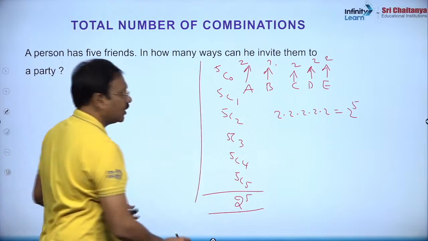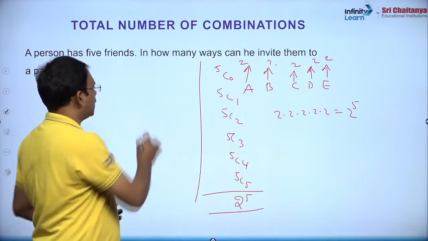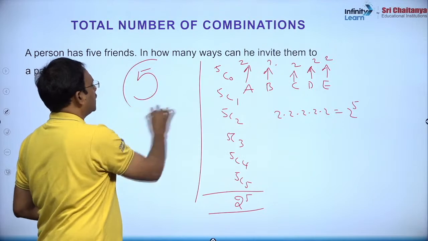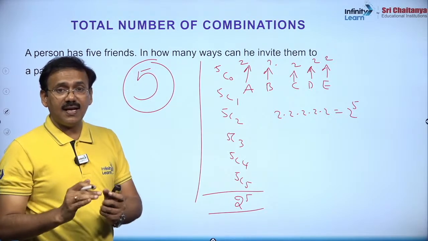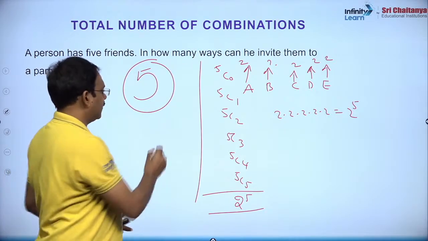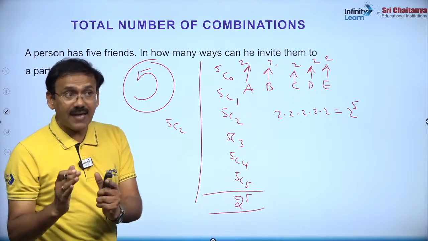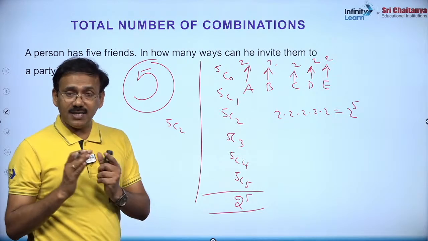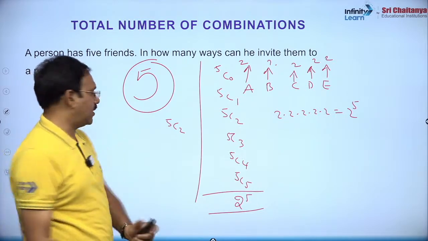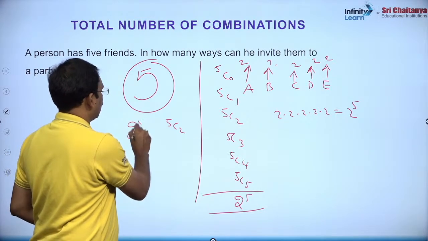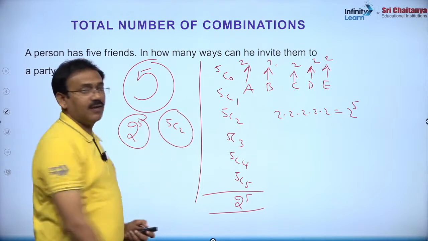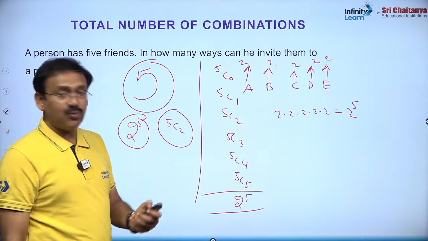My dear friends, you see the simple point is a person has 5 friends. In how many ways you can select 2 of them? The answer is 5C2. In how many ways he can select is the question. If you didn't specify how many are to be selected, the total number of ways you have to write as 2 power 5. That is the major difference between these two, dear students.